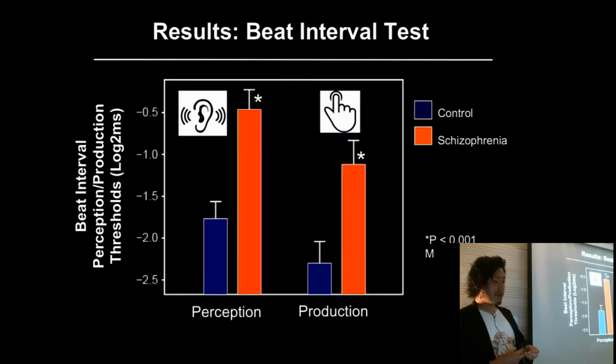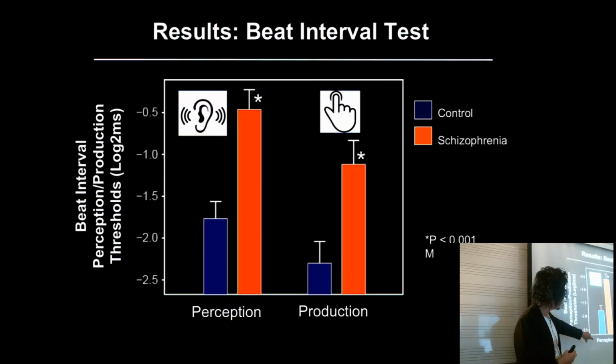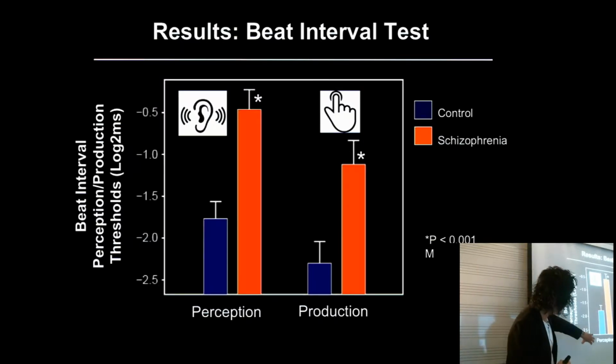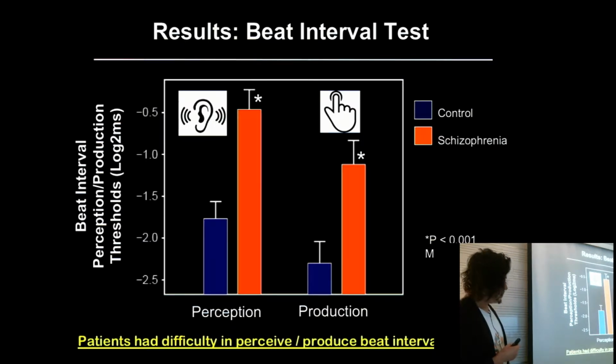Here are results from the beat interval test. The vertical axis shows the thresholds. The left one is the perception result, and the right one is the production result. And we did find that patients have significant difficulty in perceiving and producing beat interval changes.